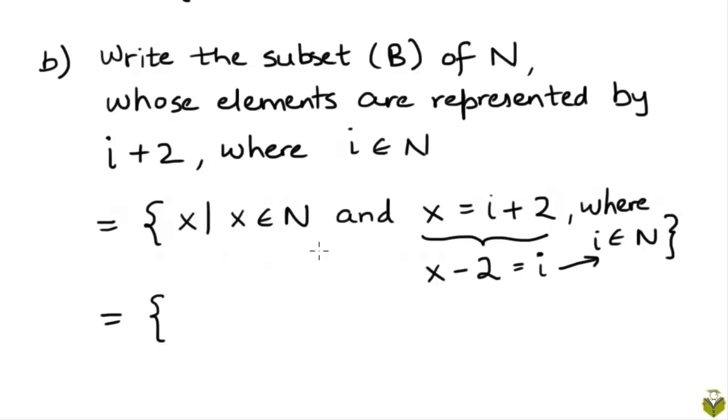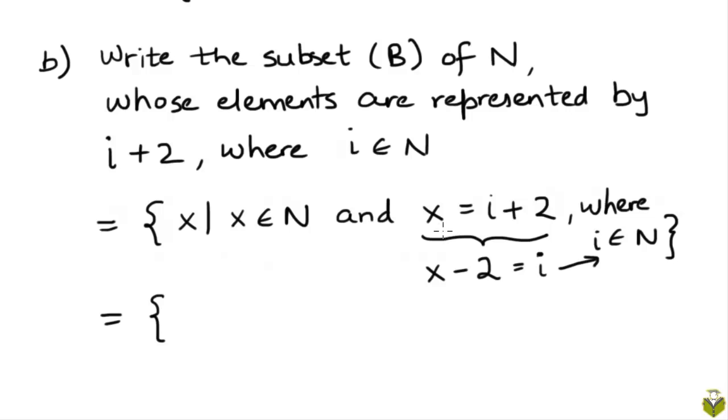So the first element of n is 1. If we subtract 2 from 1, we'll get minus 1. Minus 1 does not belong to n. So 1 does not belong to B, because 1 does not satisfy this condition. 1 cannot be written as i plus 2, where i belongs to n, because i in this case would be minus 1, and minus 1 does not belong to n. Does 2 belong to B? Well, can 2 be written as i plus 2, where i belongs to n? No, because i in that case would be 0, and 0 does not belong to n. So 2 does not belong to B for that reason.